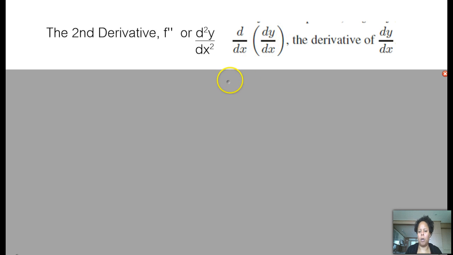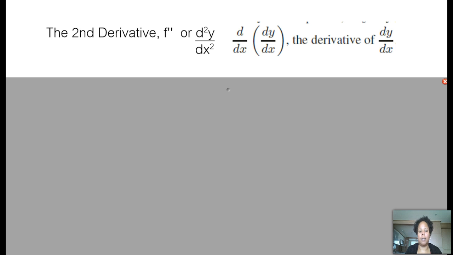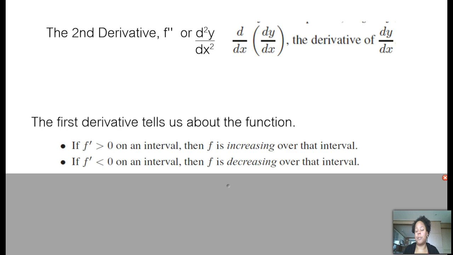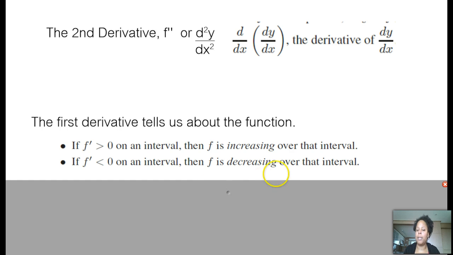Okay, so let's talk about what the first derivative tells us, and that may give us information about what the second derivative will tell us. The first derivative tells us about the function besides the slope of the tangent lines at each of those points. It tells us if the function is increasing. If the derivative is positive on a particular interval, then that would mean that the function f is increasing over that interval. And this is review. And if the derivative is negative on that interval, then that means that the function is decreasing over that interval.